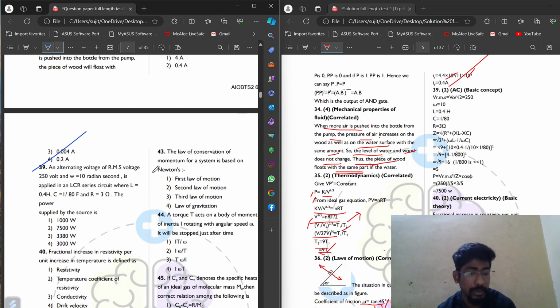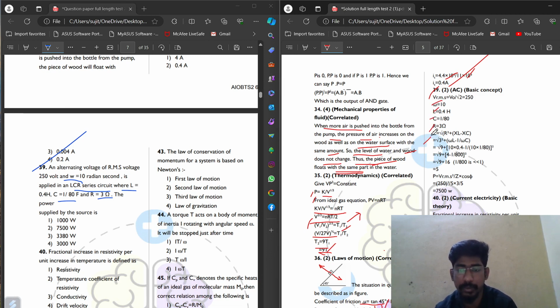Okay, next another question from AC. The RMS voltage is given. V RMS equals V naught by root 2, right? Omega is 10 radian per second, applied to the LCR circuit. L is given, C is given, R is given. The power is given by the formula half into I RMS into V RMS into cos theta, right? So first of all, calculate the V RMS from V naught; omega, L, C and R are given.